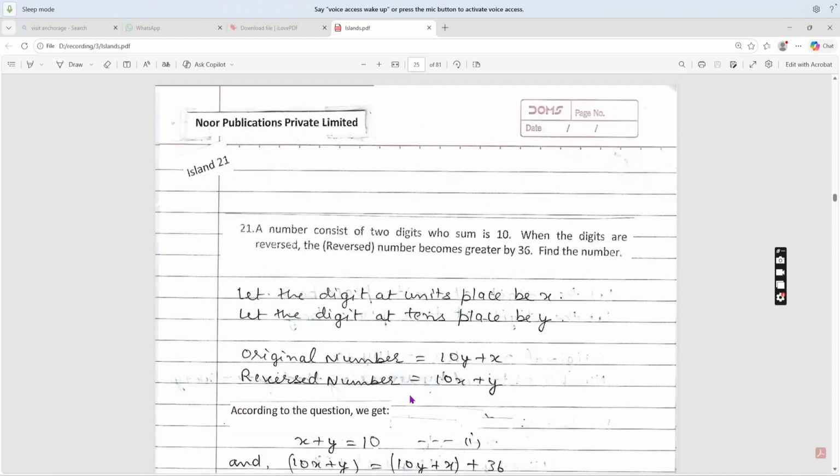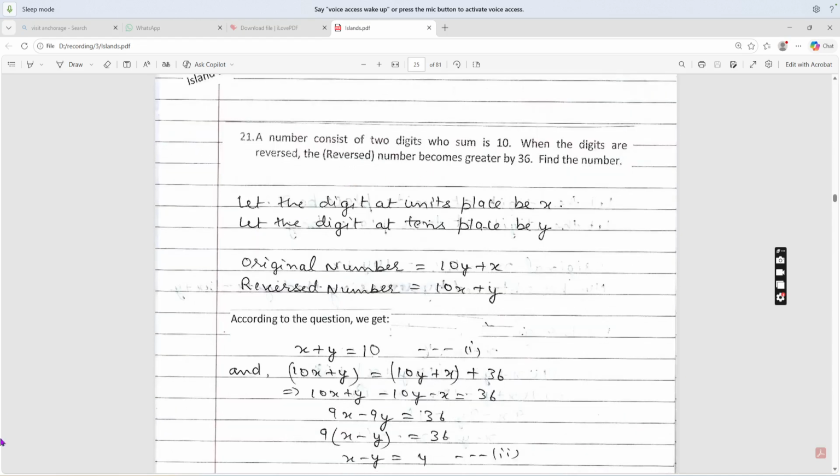Simple. Now next, question 21. A number consists of 2 digits whose sum is 10. Again the question is the same. Whenever a 2-digit number is coming, we have to do it in this way. Let the digit at unit place be x. Let the digit at tens place be y.